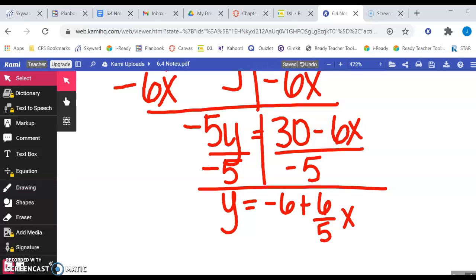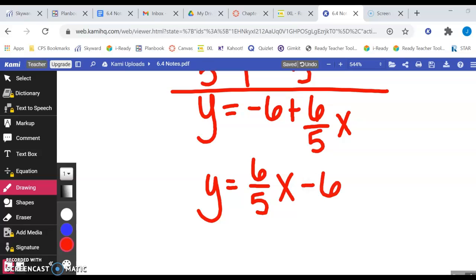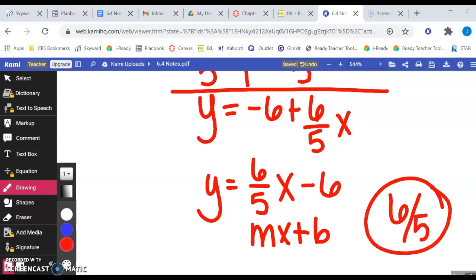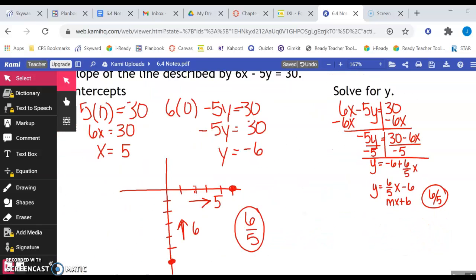Now, slope-intercept form is actually mx plus b that we've been talking about. So we're going to flip it around. So we have mx, not m, x, and then we have that negative 6. So the m value is your slope. So in this equation, we got 6/5 in the m spot. So 6/5 is our slope. So there's two different ways to take a look at that problem and figure out how you want to do it.